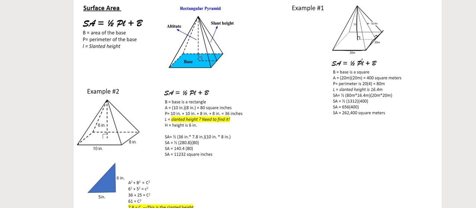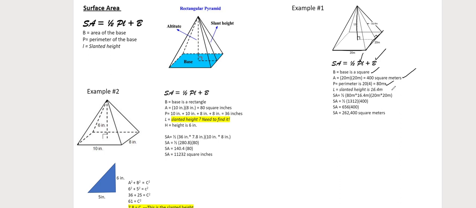So we need the perimeter of the square. We need to multiply that by the slanted height, which is 16.4. And then we need to divide that by 2. And then we're going to add the area of the base. Okay. So notice again, the base is a square. So to find the big B, the area of the base, we do 20 times 20, which is 400 meters square. So we have that. So we got big B. The perimeter is 20 on each side. So 20 times 4 is 80. So we have the big P.